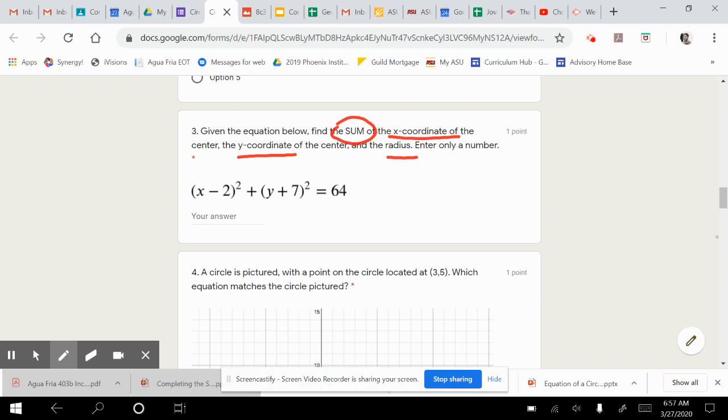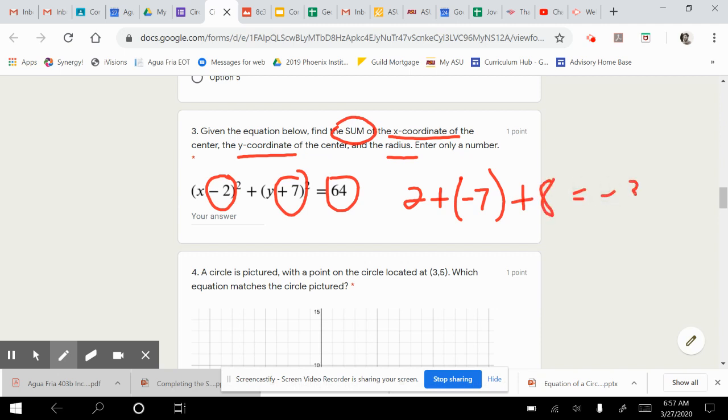So the x-coordinate here would be positive 2 because we're flipping the sign here. The y-coordinate here would be negative 7. So we're going to add negative 7. And then the radius, the square root of 64, would be 8. So we're adding those 3 numbers, and that's going to give us positive 3 as our answer. That's how we get to our answer there, positive 3.